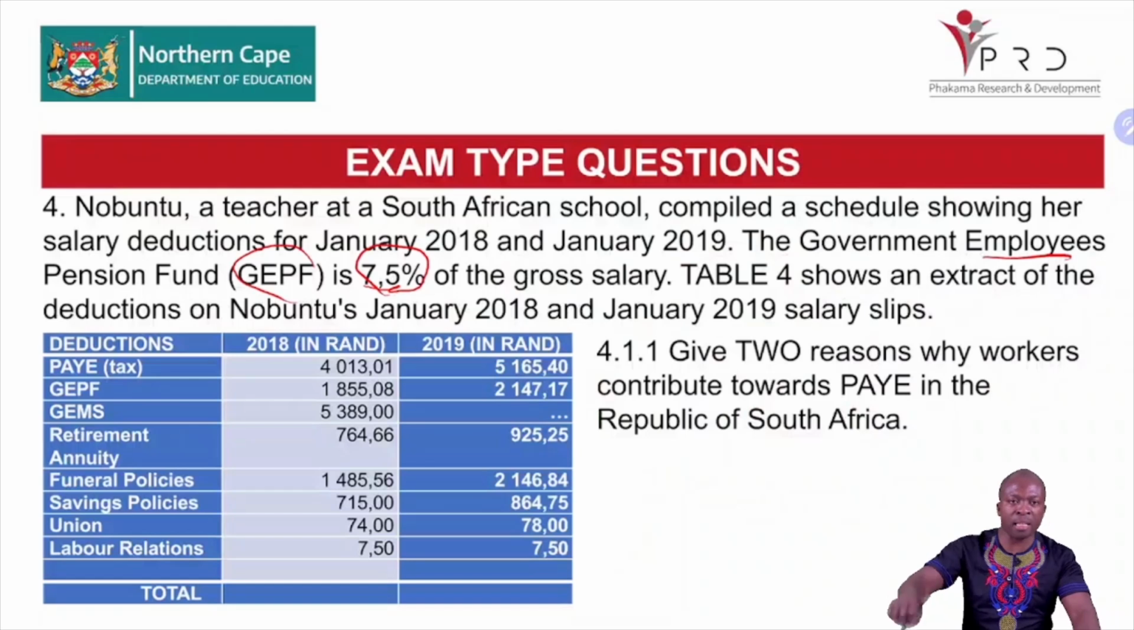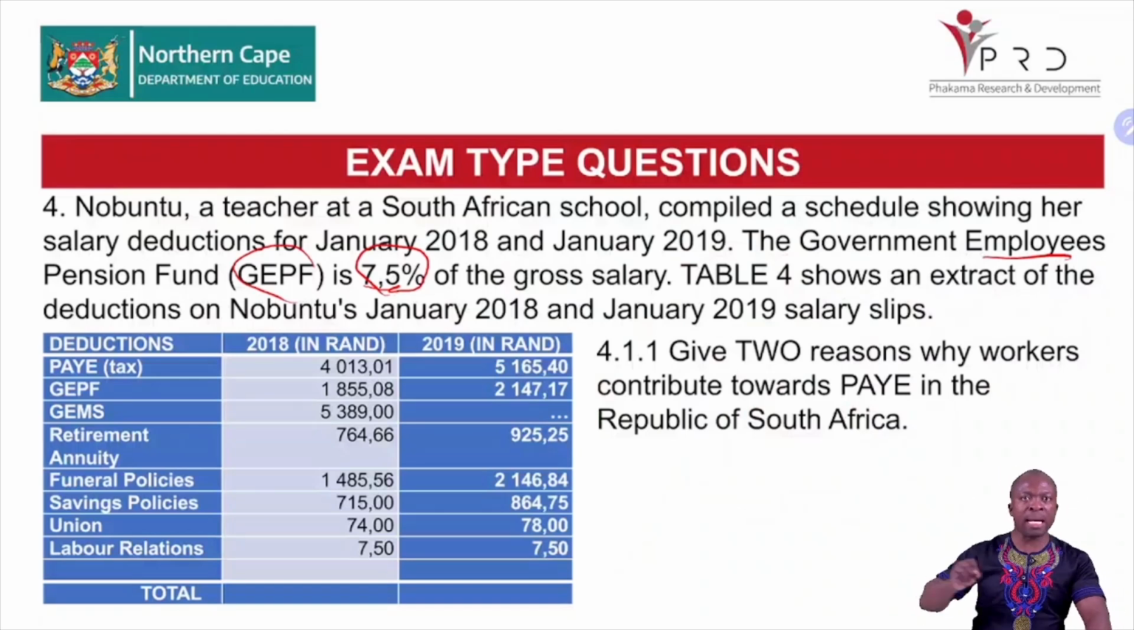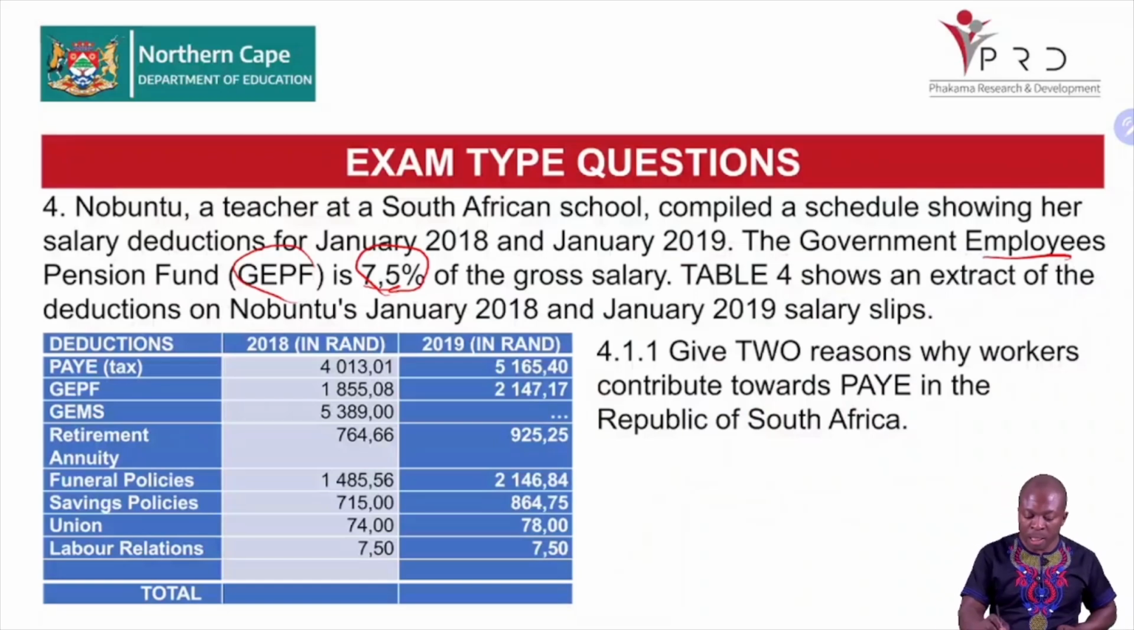Remember, as I highlight, if you have the question paper, you also highlight. Do not sit and read without actioning. Try to write something. It will help you a lot. Table 4 shows an extract of the deductions on Nobuntu's January 2018 and 2019 salary slips. So we have 2018 in terms of rand, and we have 2019. I hope you are following my learners.